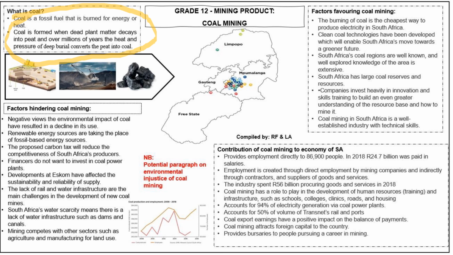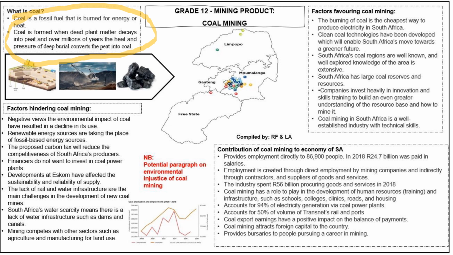So, factors favoring coal mining. The burning of coal is the cheapest way to produce electricity in South Africa. Clean coal technologies have been developed which will enable South Africa's move towards a greener future. South Africa's coal regions are well known, and well explored, knowledge of the area is extensive. South Africa has large coal reserves and resources. Companies invest heavily in innovation and skills training to build an even greater understanding of the resource base and how to use it. And coal mining in South Africa is a well established industry with technical skills.